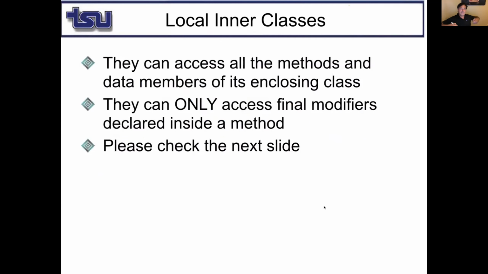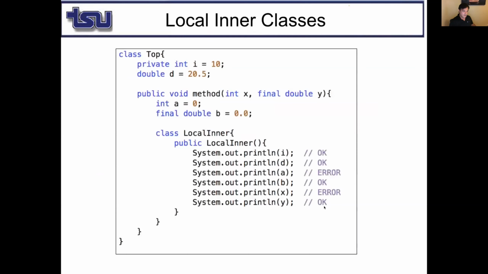Well, think about a method. A method can access all the data members of its enclosing class. Similarly, a local inner class can access all the methods and data members of its enclosing class. But there's a trick here. They can only access final variables declared inside a method. Let's check this one. This is going to be very similar to the discussion of local members.